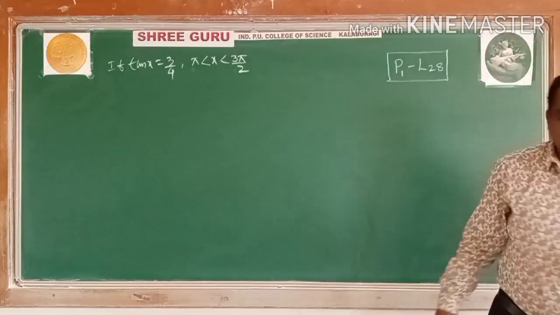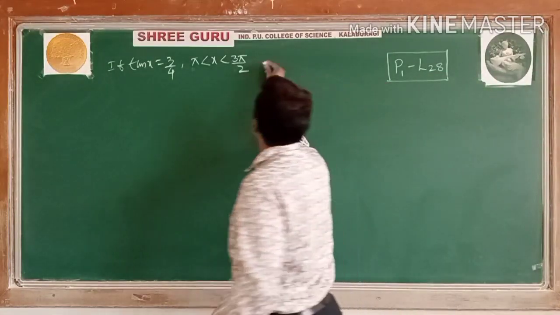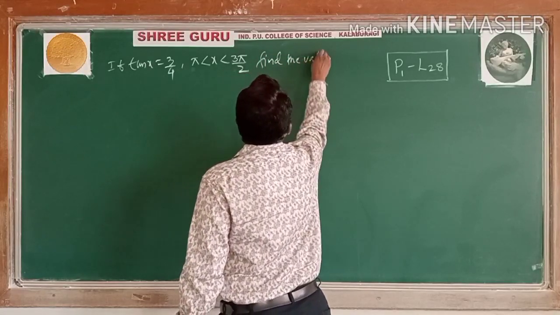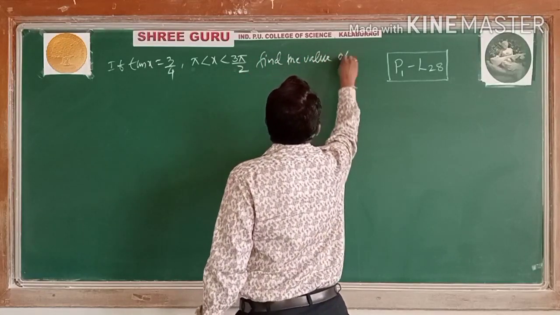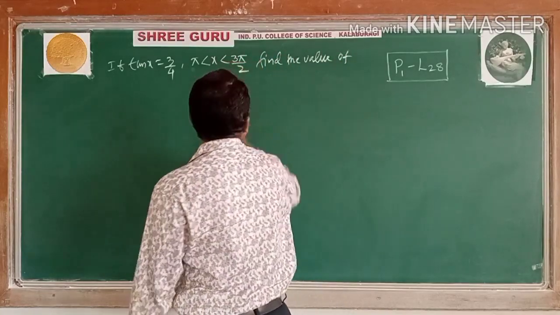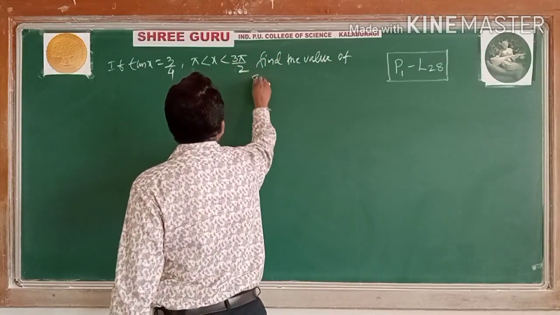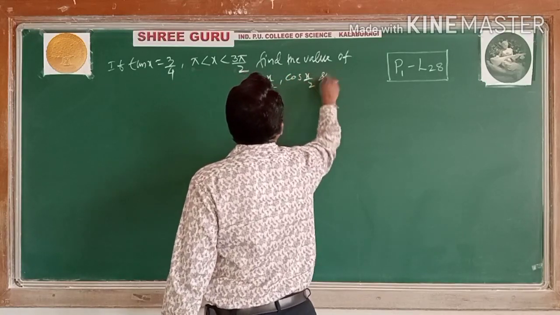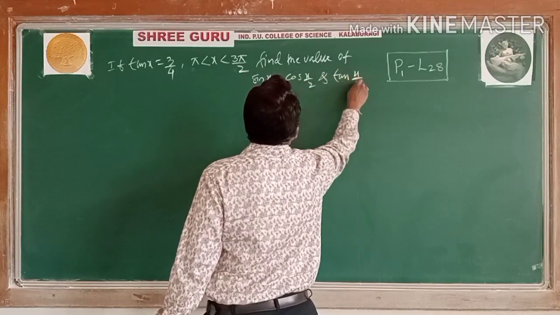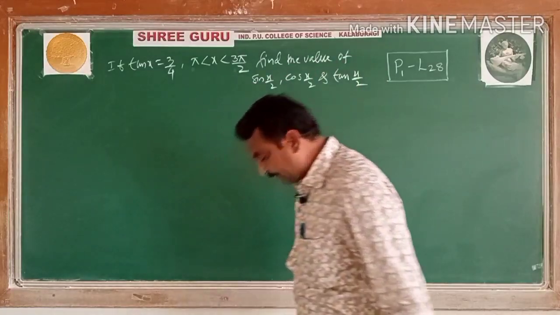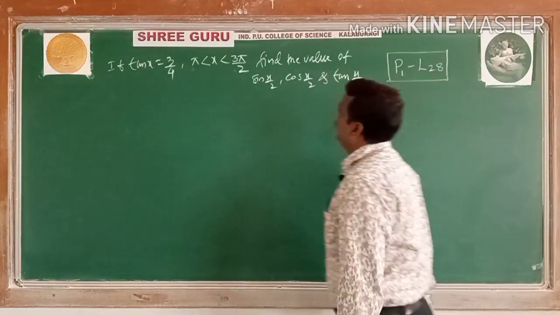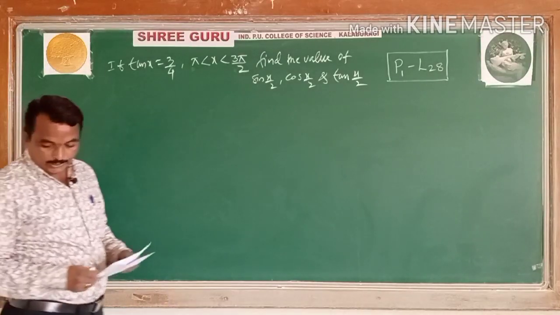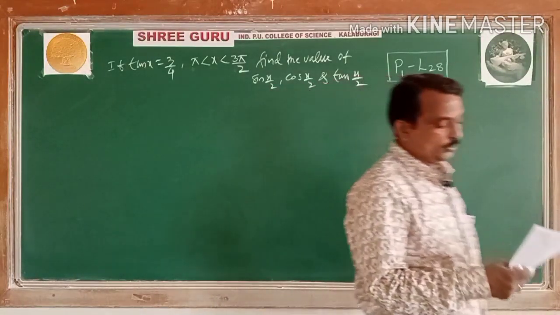See what he asked, find the value of sin x by 2, cos x by 2 and tan x by 2. I will write here only. Find the value of sin x by 2, cos x by 2 and tan of x by 2.